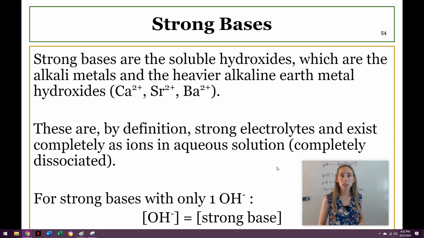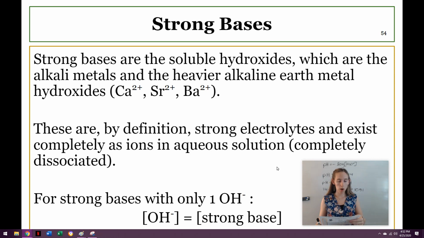Strong bases are similar. Your strong base concentration is going to be equal to your hydroxide concentration, and that is in your little strong base box that's right next to your acid base box. So it says group 1A and group 2A. On the periodic table, your group 1A is your first column here, and those are your alkali metals. And then group 2A is the second column.